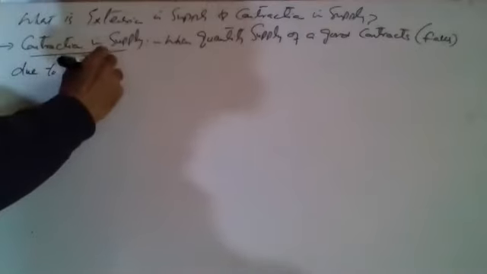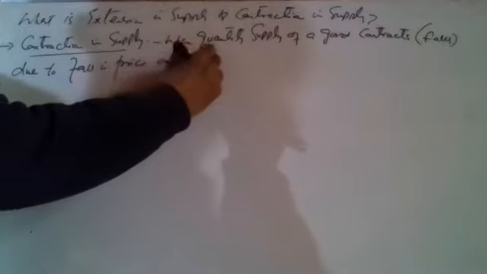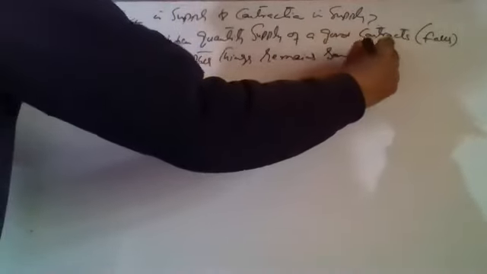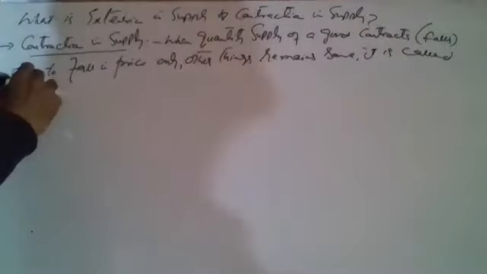supply decreases due to fall in price only. Other things remain the same. It is called contraction in supply.